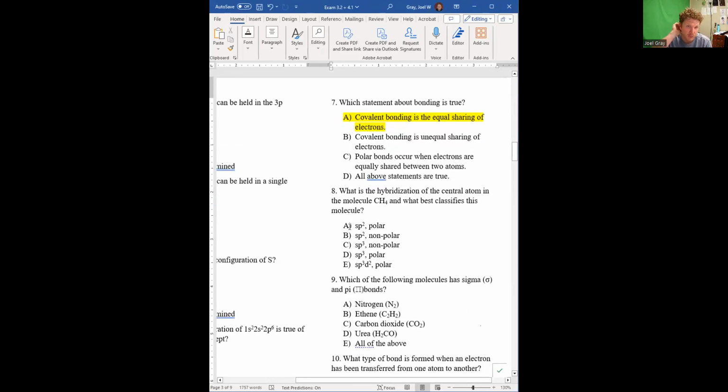Number 8, what is the hybridization of the central atom in the molecule CH4, and what best classifies this molecule?